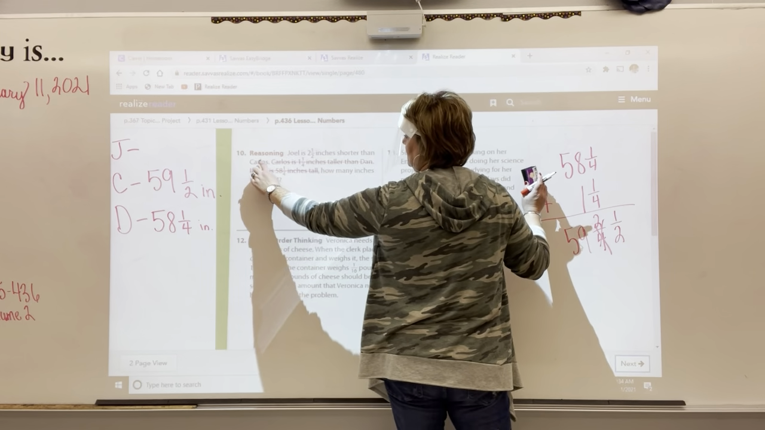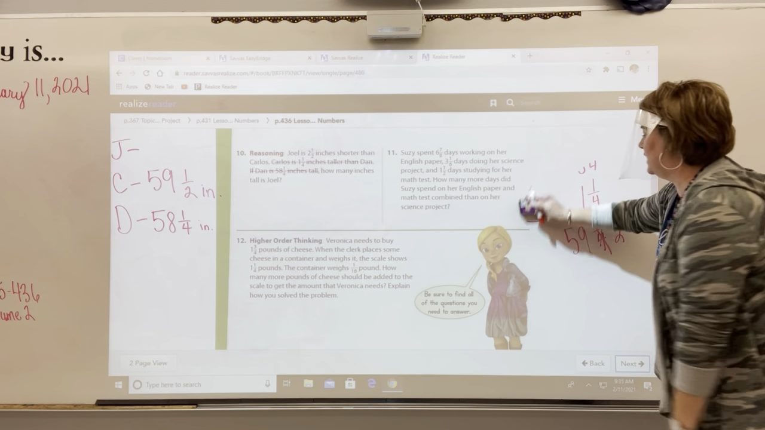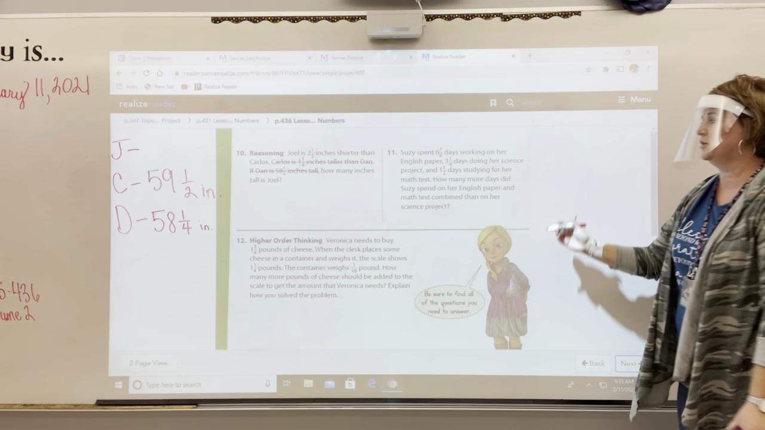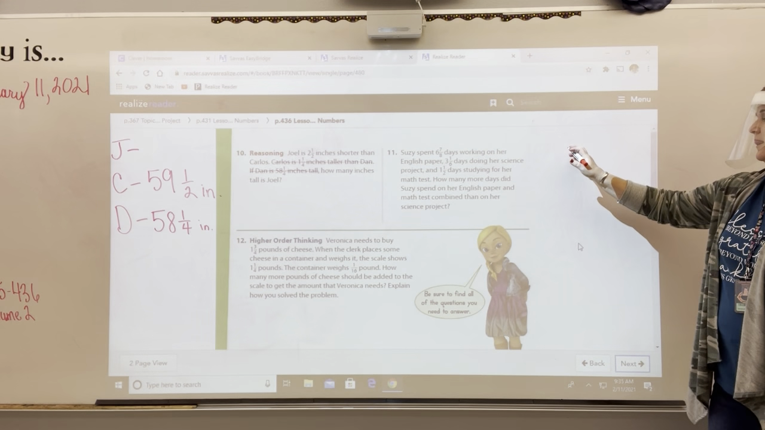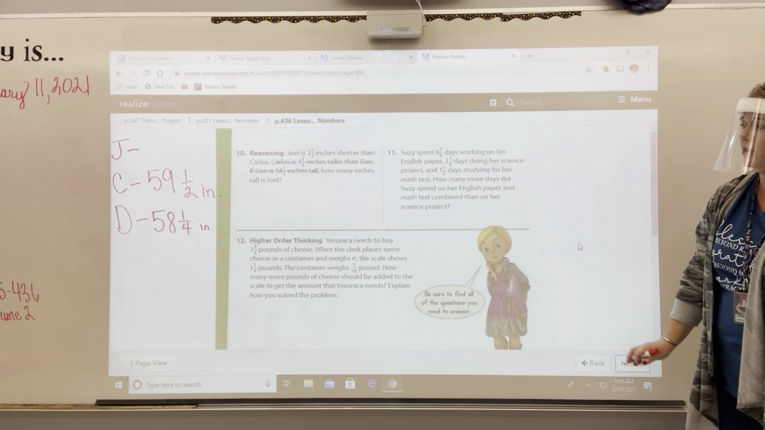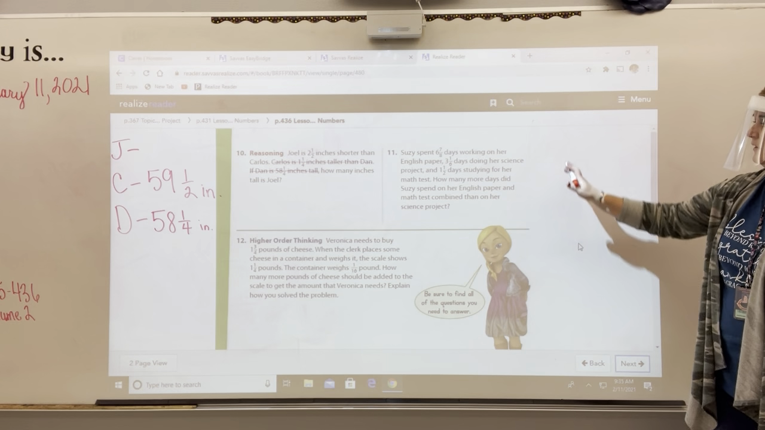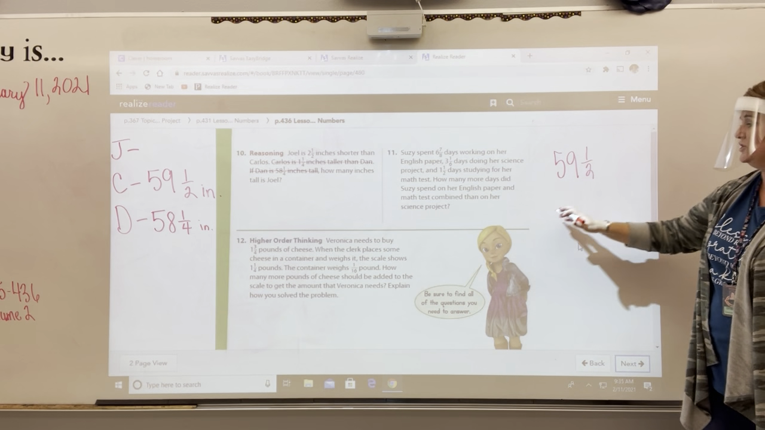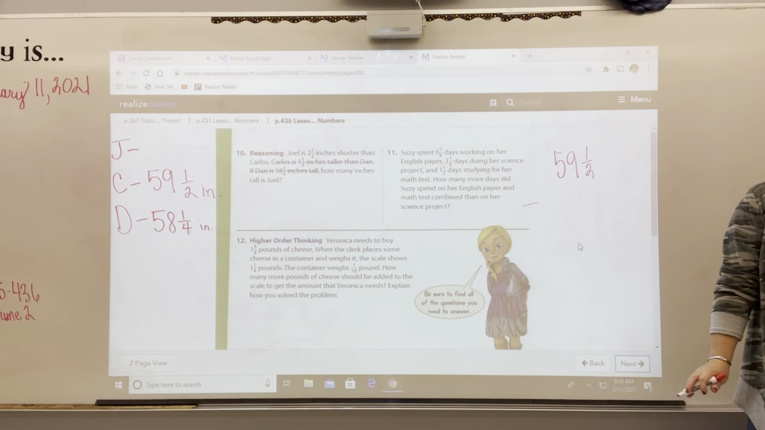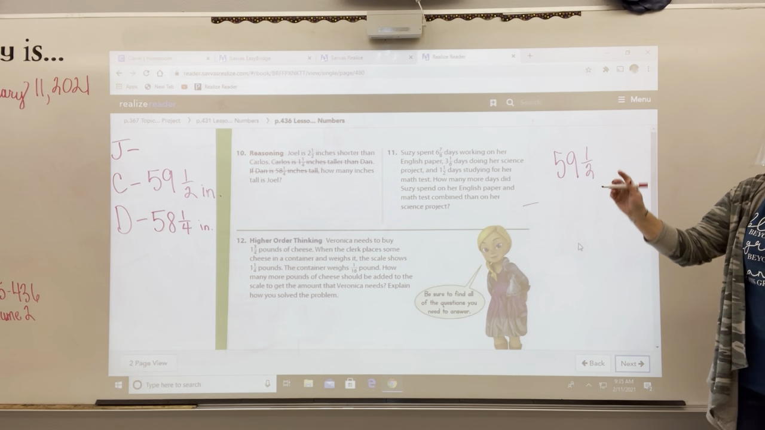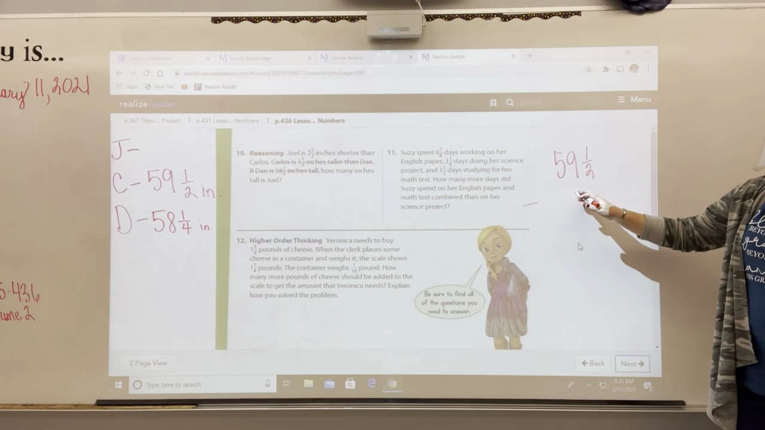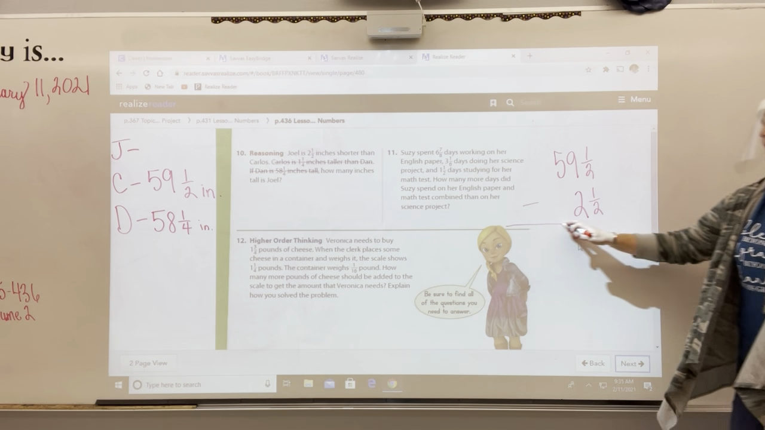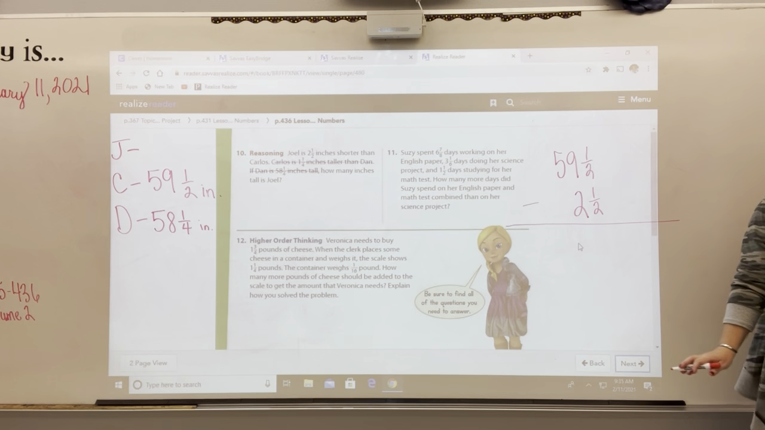Subtract what? Carlos. How tall is Carlos, Bentley? We just wrote it on our chart. Speak up. How tall is Carlos? We wrote it on our chart. 59 1/2 is Carlos, and she said subtract because he's shorter, and I totally agree with that. And how much shorter is he? 2 1/2. Do I like the looks of this problem so far? Yes. Why?